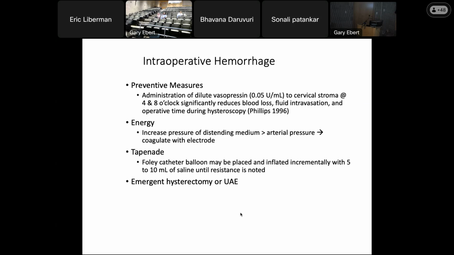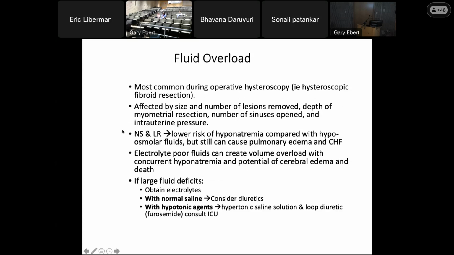And then finally, if you're having a lot of bleeding after, you could tamponade, put a Foley catheter into the uterine cavity and insufflate that. You can maybe consider giving tranexamic acid intraoperatively. Obviously, if there's excessive bleeding, then you could proceed to a hysterectomy. If they're stable, you can consider a uterine artery embolization, but I don't know if you really have time for that.